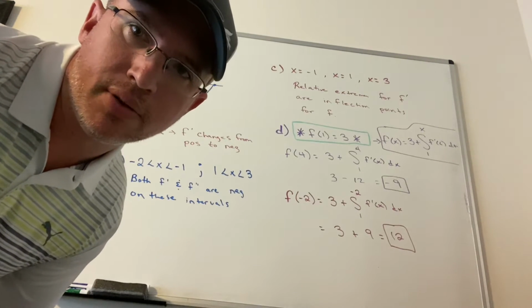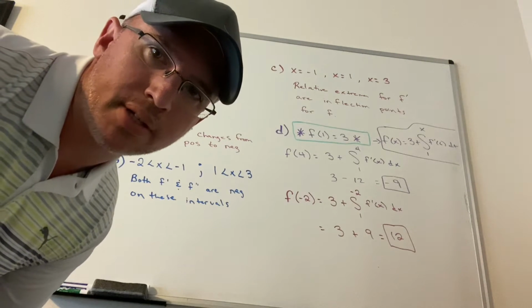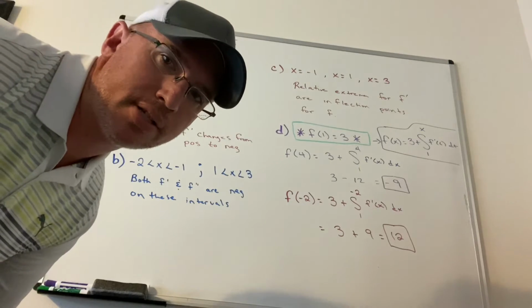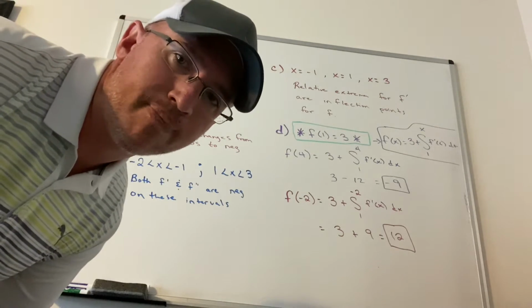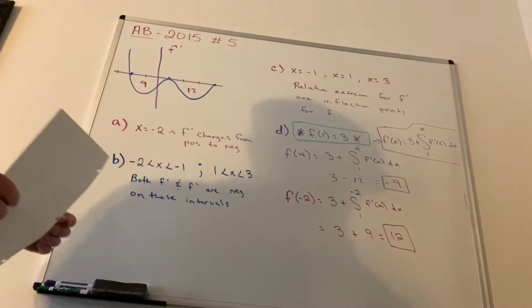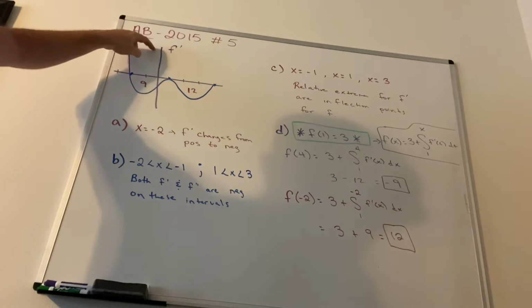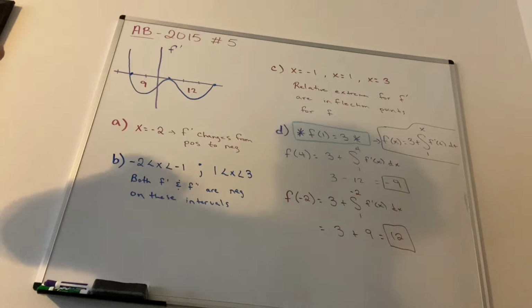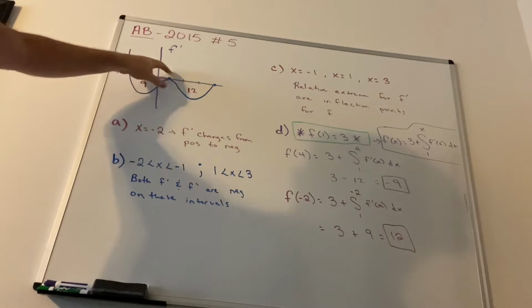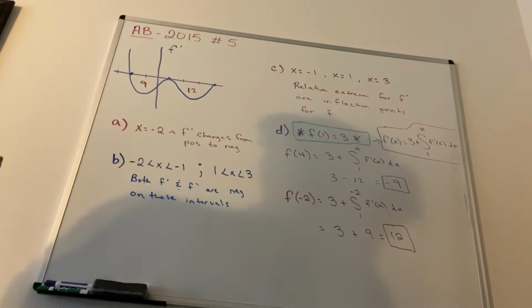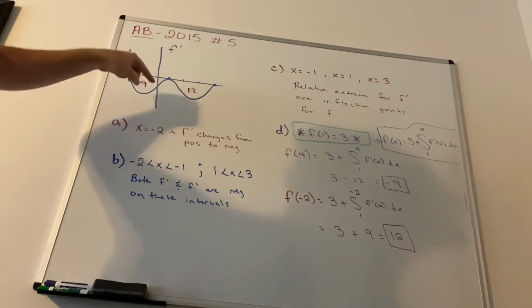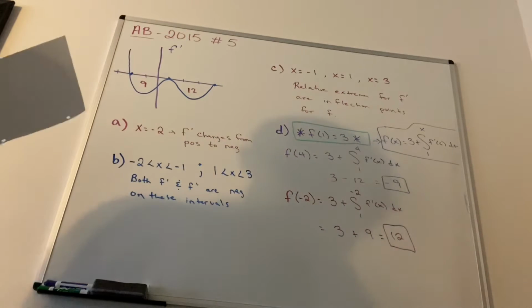This is the 2015 AB exam number 5. This is a derivative graph, and it's a pretty easy one. So you're given the graph of f prime. You're told there are horizontal tangents where it looks like there would be. And you're given the areas between -2 and 1 and between 1 and 4.